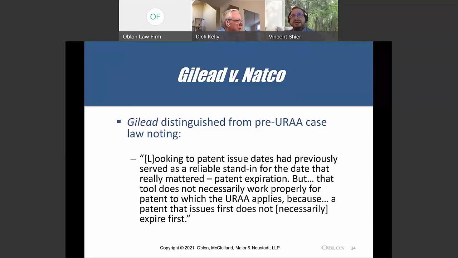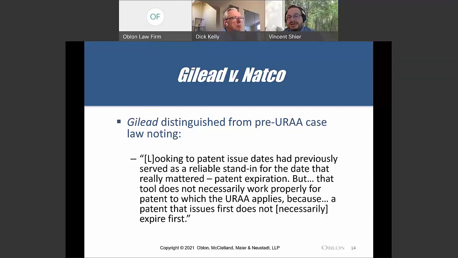And under the pre-URAA case law, where 17 years from patent grant was the controlling notion, it was very easy to look at dates of issuance because that was a sort of surrogate for the order of expiration. And so it was a very simple tool for the courts to look at in terms of whether there was unjust extension by the grant of a later patent, like the Van Gorum case.